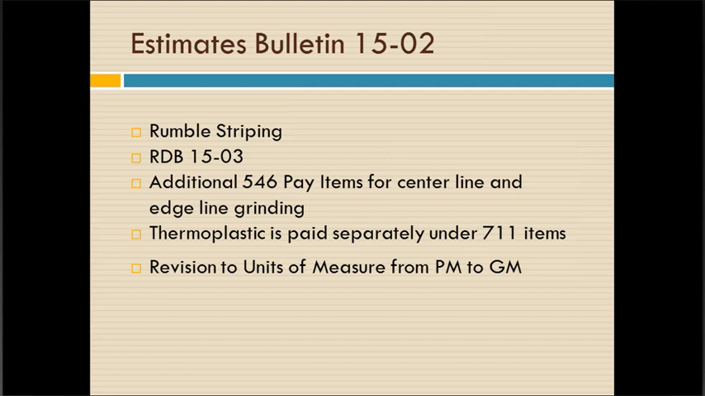For those of you that don't know the difference, the old per mile measurement was taken from the beginning of the project to the end of the project minus the bridge lengths. That did not accurately reflect those quantities when you consider the lengths near exit and entrance ramps. Now with the gross mile, you will show the station-to-station locations for each of the areas to be ground and each of the areas for the thermoplastic application. So those will be much more accurate to reflect the work to be completed.